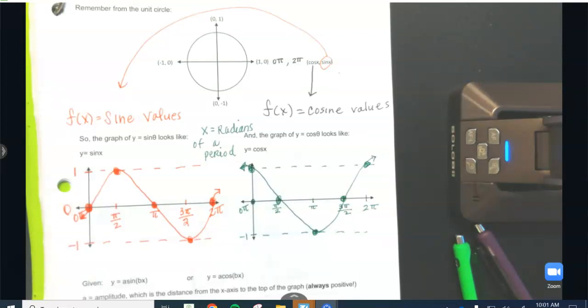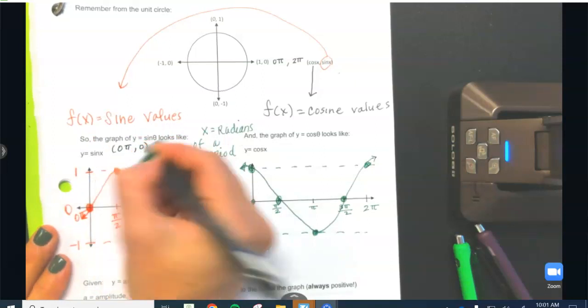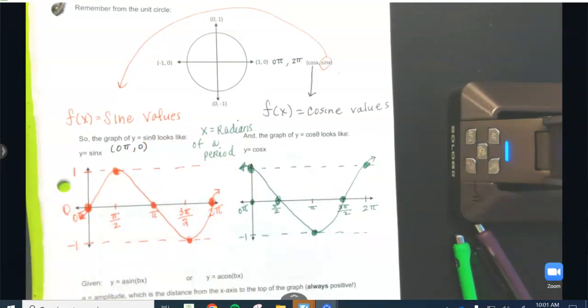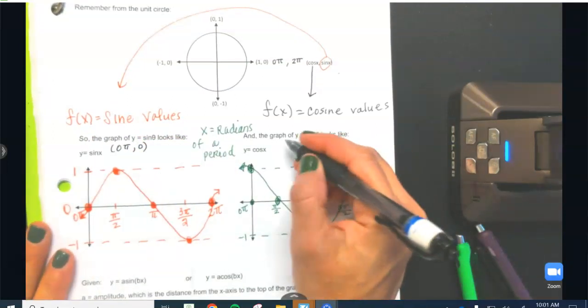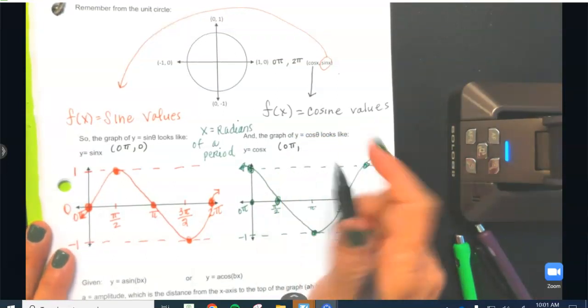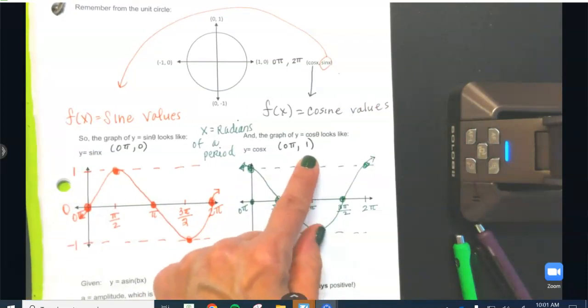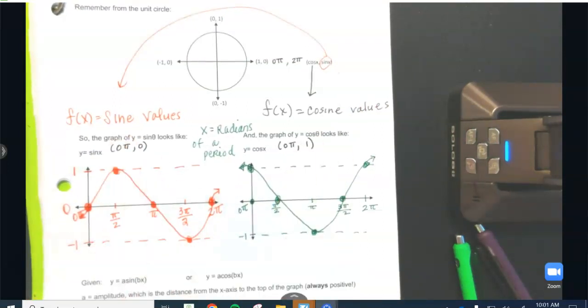And that's it. One important thing that we need to remember moving forward is sine always starts at 0, 0. Always, always, always, no matter what. Cosine never starts at 0, 0. It starts at 0, 1, and that's going to change. This is never going to change, but that is. Why is that going to change for cosine? Because stretches and shrinks are coming back.